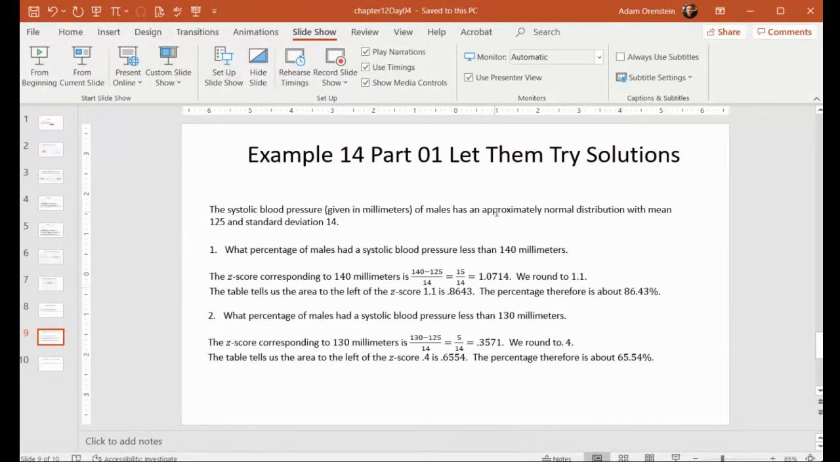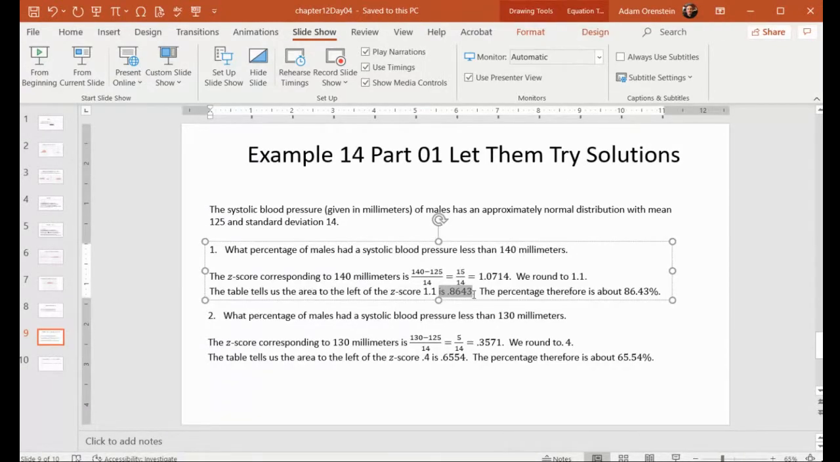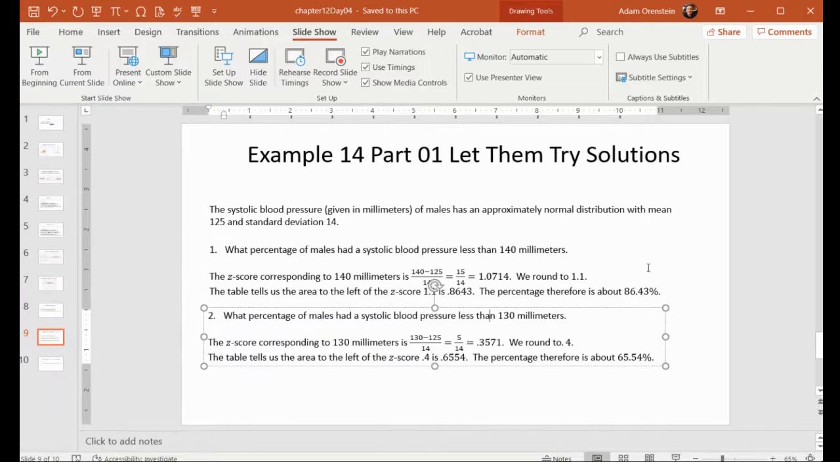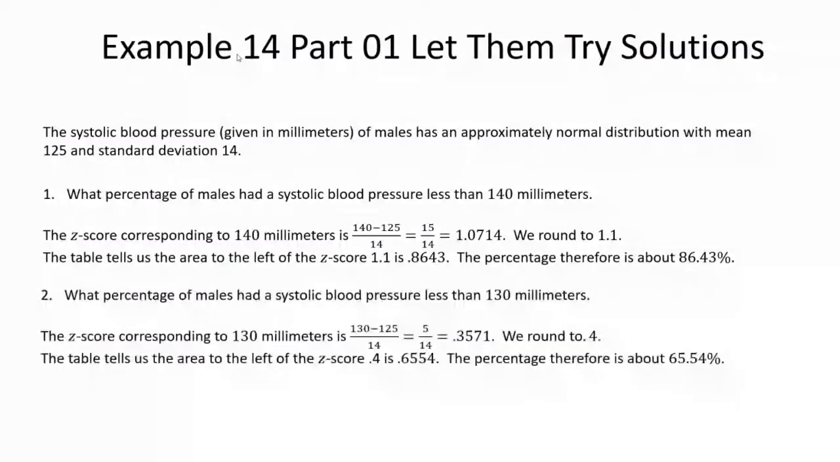So if we were to graph the normal distribution and look at the area to the left, the standard normal distribution, excuse me, and looked to the left of this z-score here, the area would be about this, 0.8643. The percentage then would be about 86.43%. So in terms of the word problem, about 86.43% of males have a systolic blood pressure less than 140.